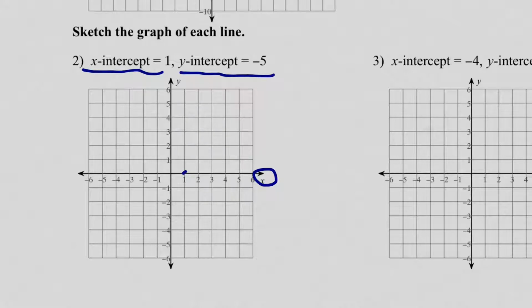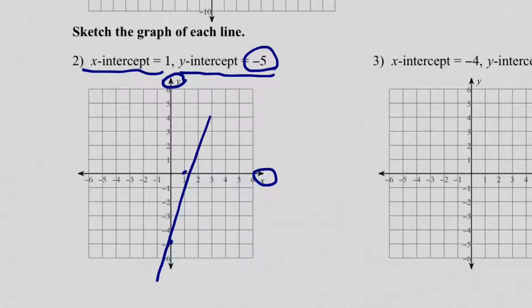And the second piece of information, the y-intercept, well, that's talking about the y-axis, and we're crossing the y-axis at -5. So I count down to here, and there it is. And so we've got our 2 points, and you can graph any straight line as long as you have 2 points because the line never changes direction. So that's all that's required.